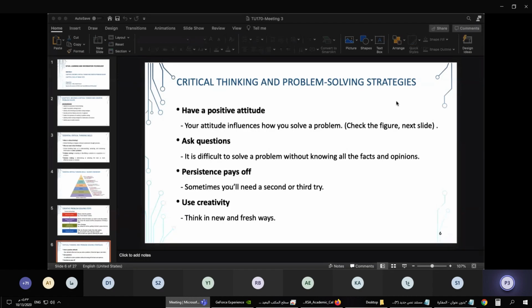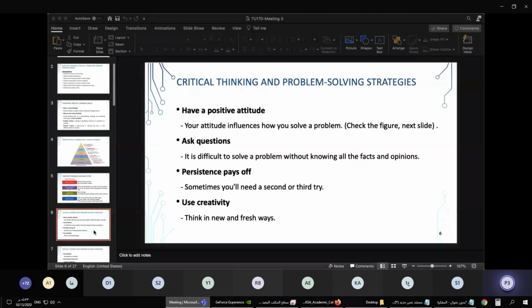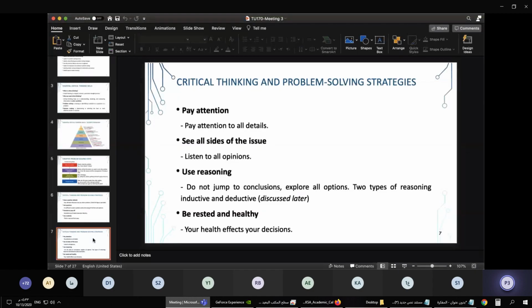Be persistent, persistence pays off. So always be persistent. Sometimes you will need a second or third try. Use creativity. Think in a new and fresh way. Also pay attention to all details. For example, in the remote control example, you pay attention to small details, like you contact the brand of the TV, and they might have a link to a specific application, or maybe you find other details in the TV. Maybe there are some hidden buttons in the TV you can use to control the TV. So all these small details you gather in the step of understanding, gathering the information.